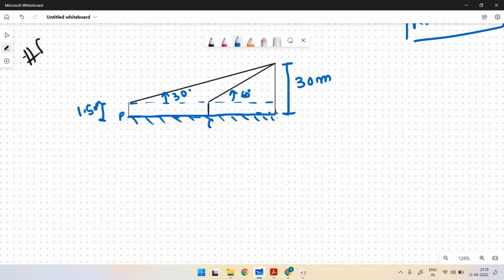Now the travel is from P to Q, so you need to find this distance. I am taking this as P, this is Q. This I have already taken as P, and this is my Q. This is my R and this is my S, and this angle is 90 degrees. From here you can see that this distance will also be 1.5 meters. Suppose this is my point T. So ST equals 30 minus 1.5, which is 28.5 meters.